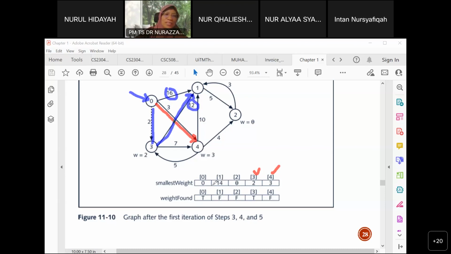So update this one. At 0 to 1, I take the path from 0 to 3 to 1, because that is smaller. Its weightage is the smallest. 2 plus 12 is 14, instead of if I take this one, 16. So I don't want to take this one. Okay? I don't take this one.